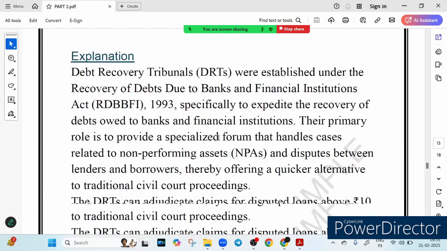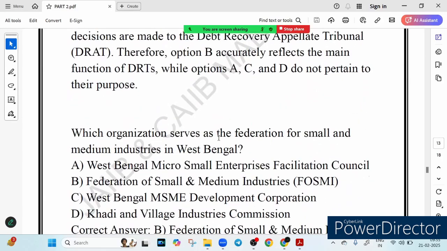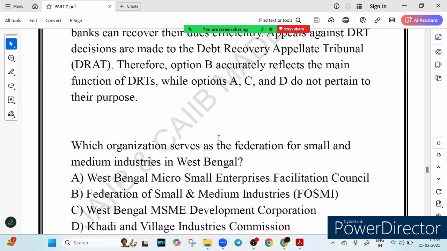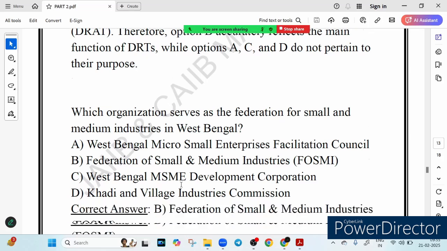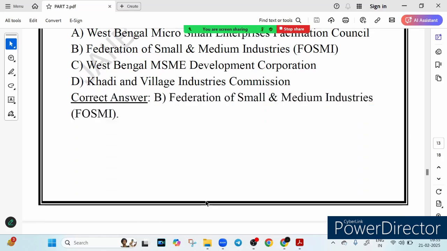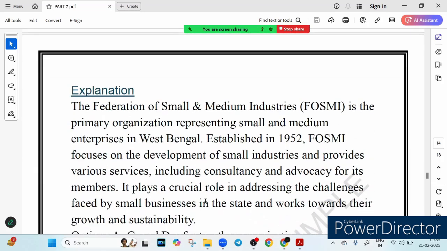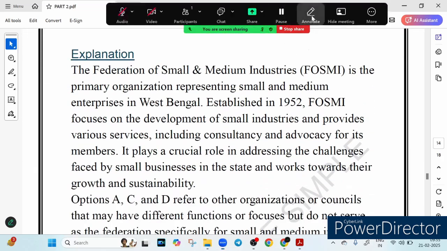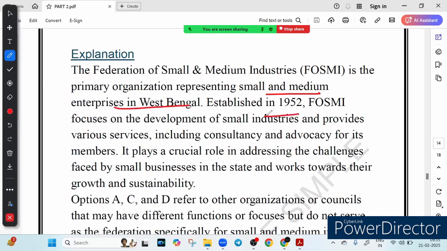The next question, and the final question of today's session, is: which organization serves as the Federation for Small and Medium Industry in West Bengal? Options: West Bengal Micro Small Facilitation Council, Federation of Small and Medium Enterprise Unit, West Bengal MSME Development Corporation, and Khadi and Village Industry Commission. The correct answer is FOSMI, that is Federation of Small and Medium Enterprise. This is the primary organization representing small and medium enterprises in West Bengal, established in 1952. It focuses on development of small industry and provides various services.